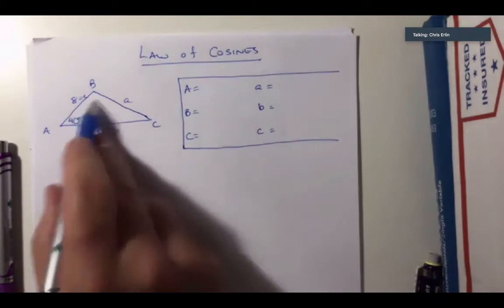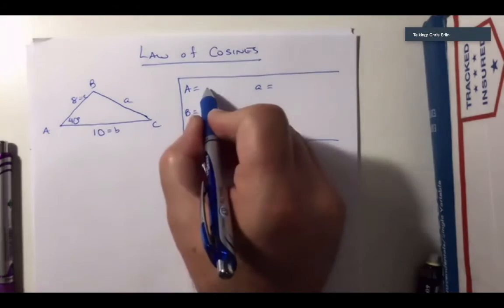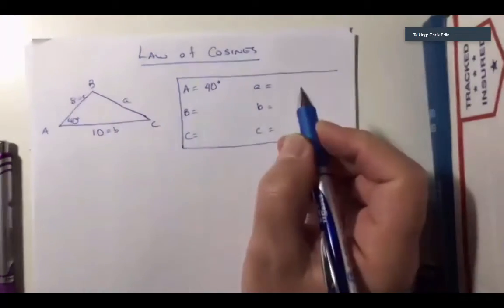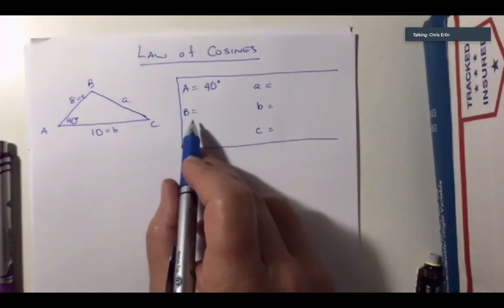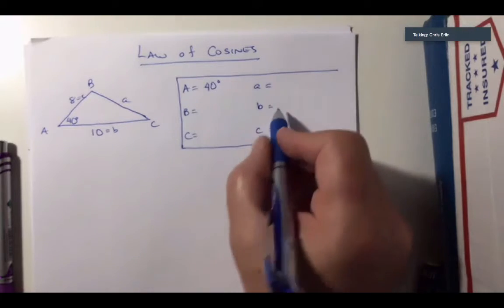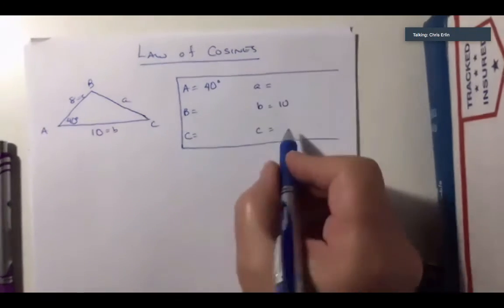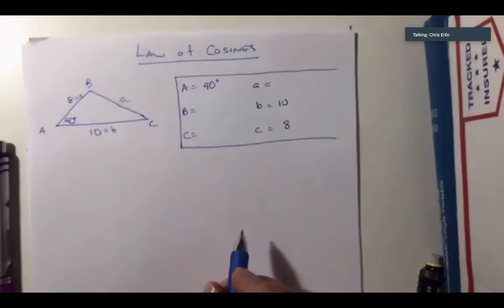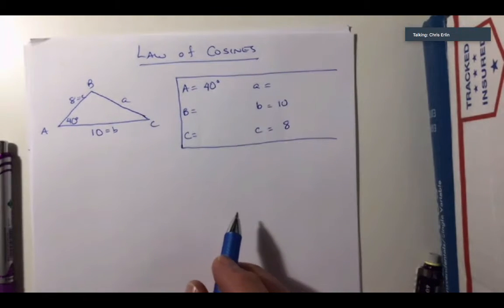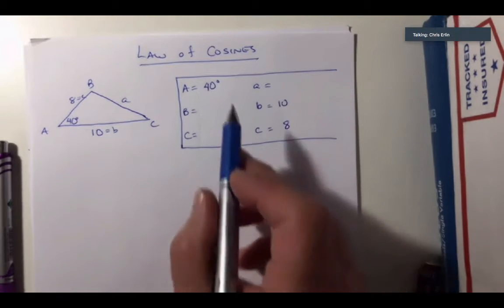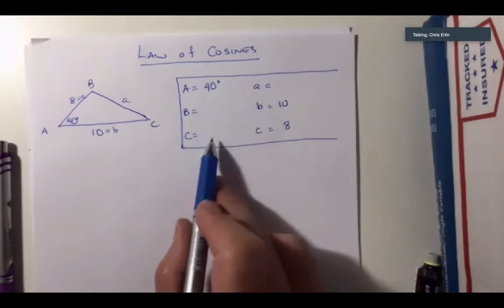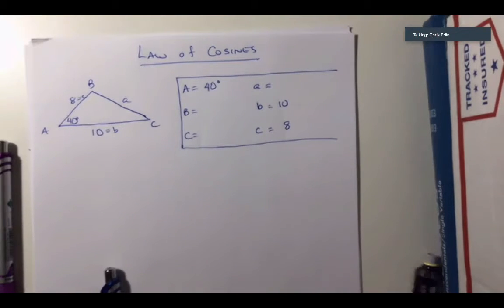So having labeled the triangle correctly, I'm going to fill in my values. I know that my angle A is 40 degrees. I know that my side B is 10, and my side C is 8. And that's all I've got. This confirms for me that I cannot use the law of sines, which would be so much easier, because I don't have a ratio of any pair of these matched up.